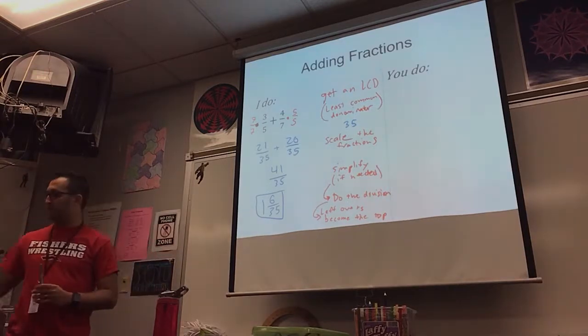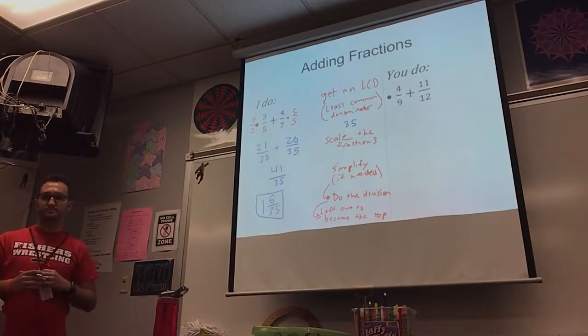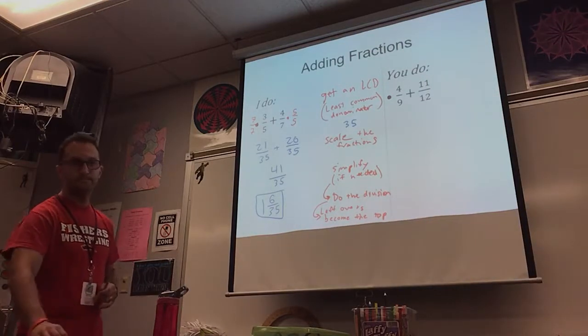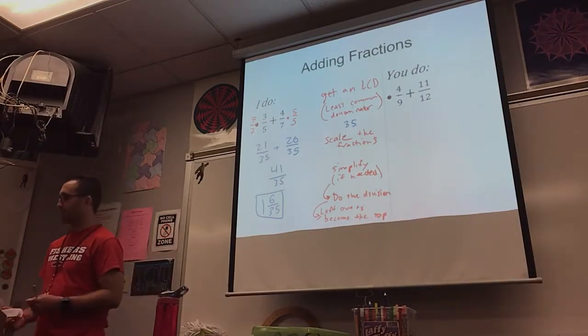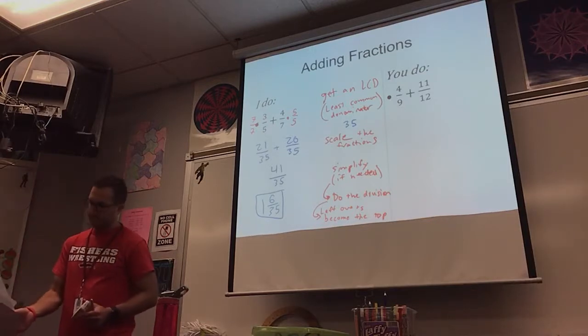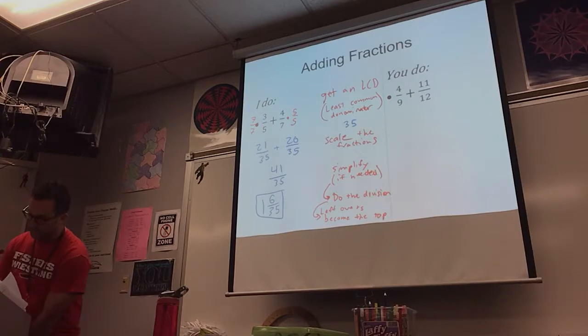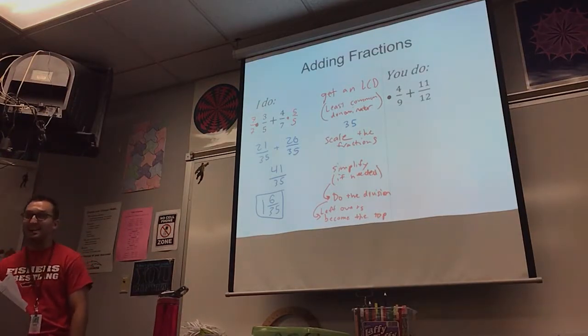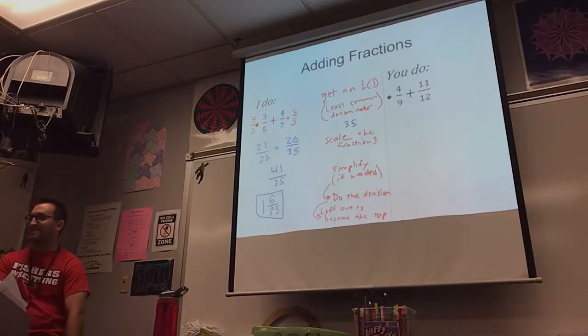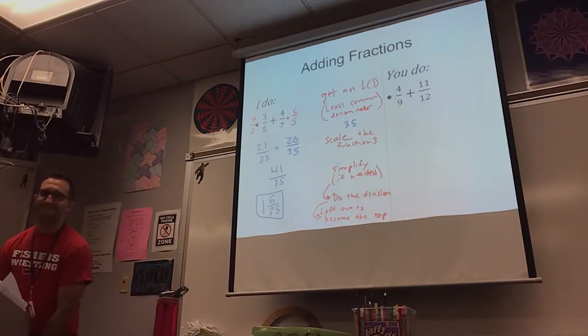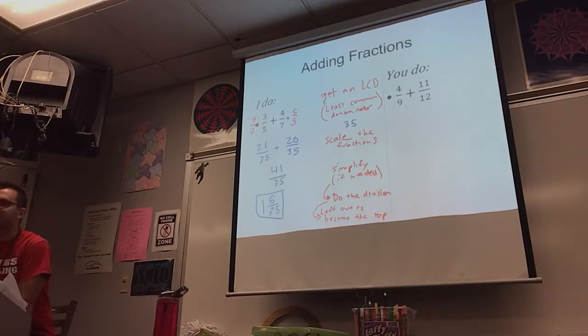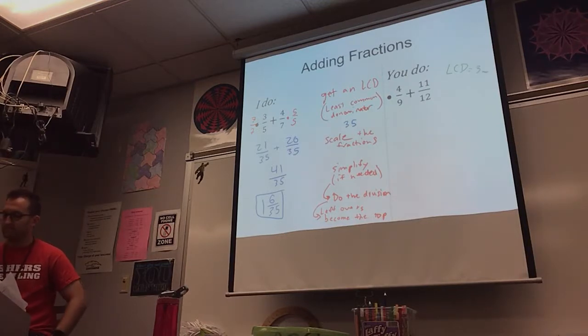So, I've got one for you to do now. You do this one. Go through the steps. I'd recommend first finding the LCD. Butterfly method, people. 9 times 12, you really want to do that? You really want to multiply numbers times 12 and times 9? Don't do the butterfly method. It's not in your best interest. It is a bad method. LCD equals 36.